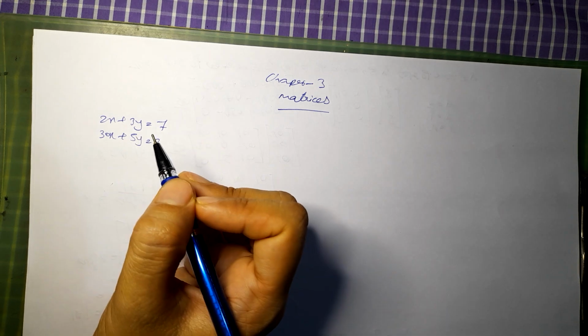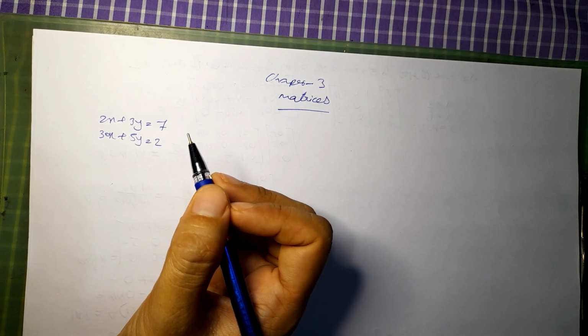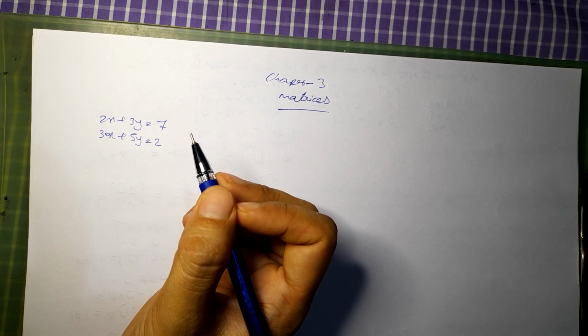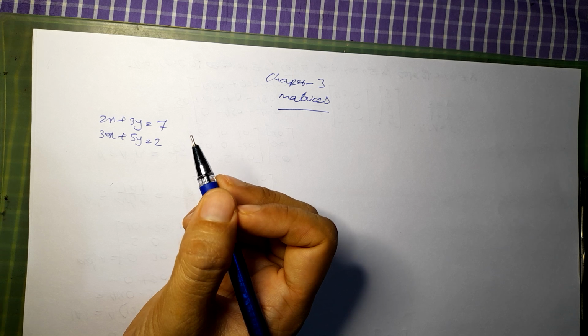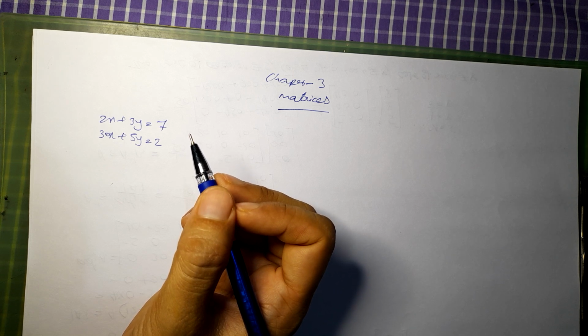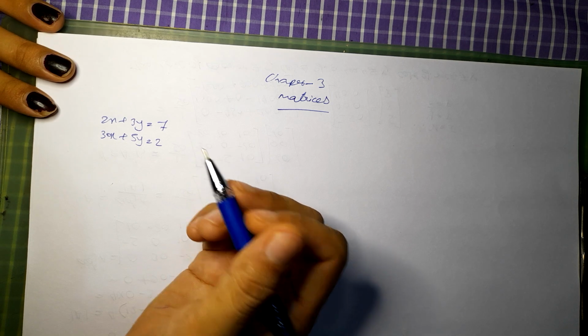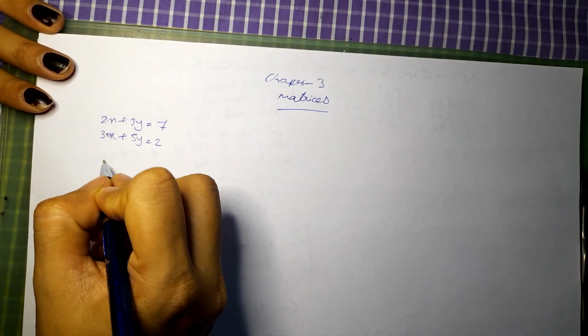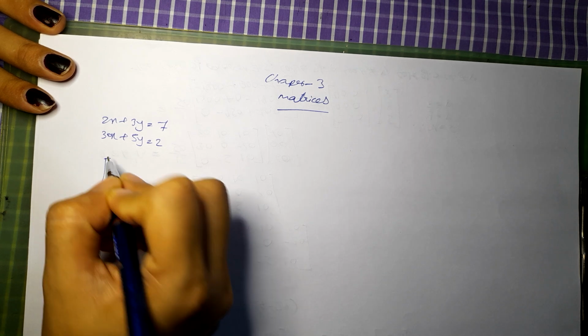Now we will represent it in the form of a matrix. Now what is a matrix? A matrix is an ordered rectangular array. It means the matrix is always represented inside a rectangular array. Therefore that is the matrix. So how is it represented? This is the symbol of the matrix.